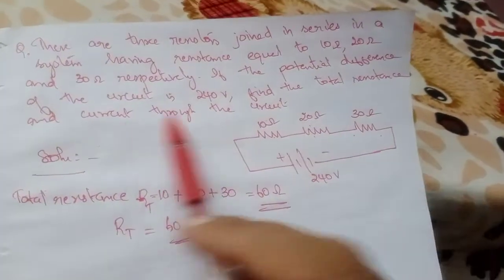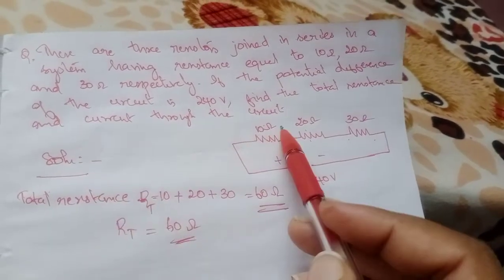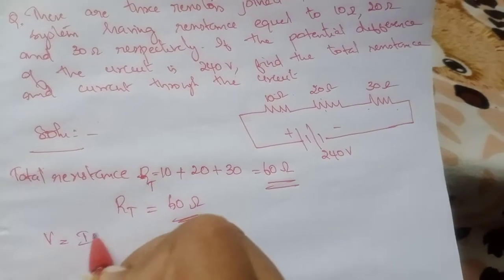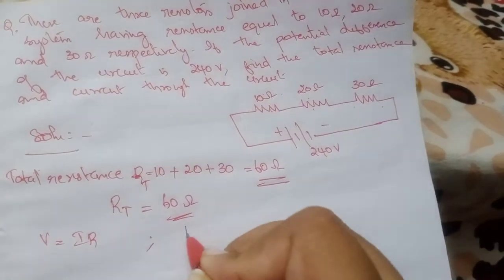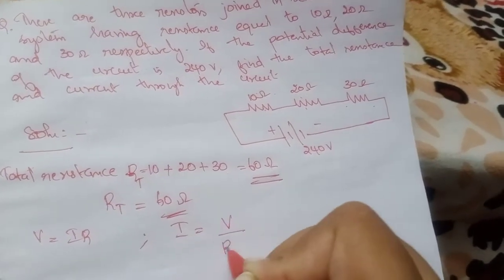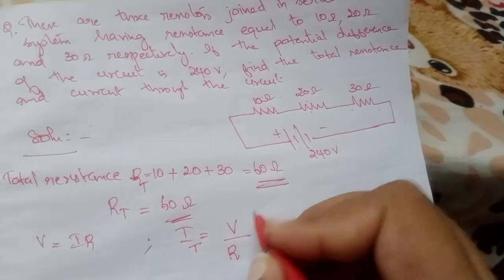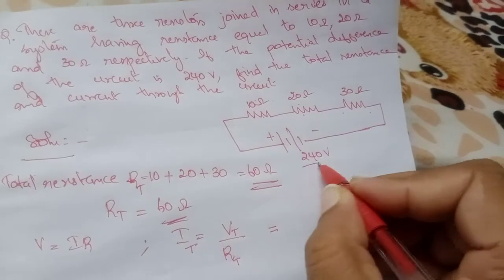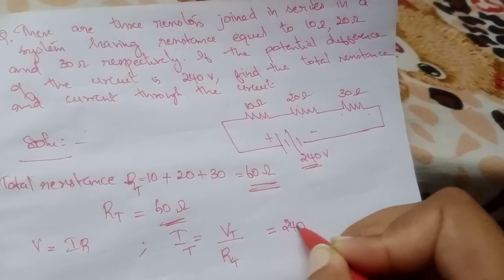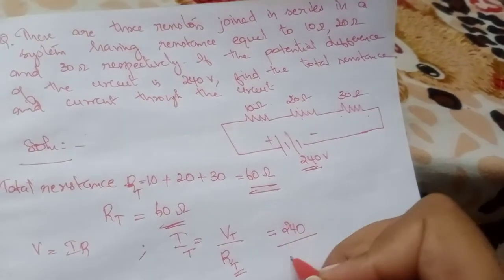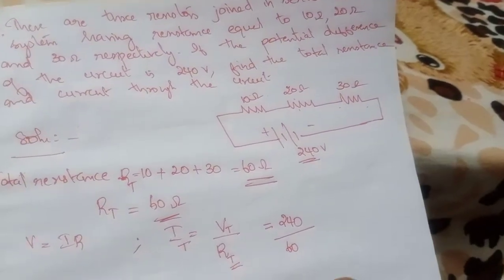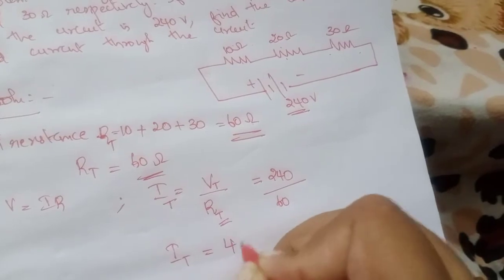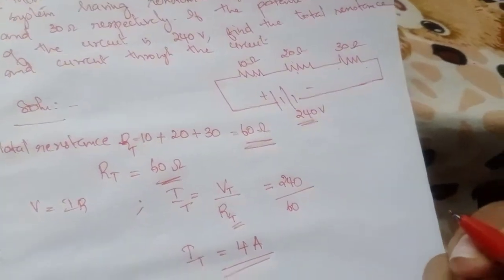Good. Now what is the next question? You need to find out the total current through the circuit. So we know V is equal to I into R, or you can write I is equal to V by R. So the total current, right? So total voltage divided by total resistance. What is the value for total voltage? It is given as 240. What is the value for resistance? Total resistance we found it as 60. So what you will get? The value of current, total current IT will be equal to 4 amps.